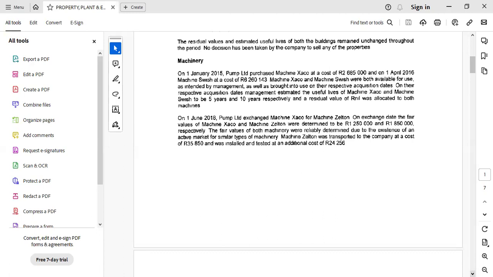Right, on 1 June 2018, Pump Limited exchanged machine Shako for machine Zelton. On exchange date, the fair values of machine Shako and machine Zelton were determined to be 1,250 and 1,850 respectively. So they now exchange. Machine Shako goes and they now buy one machine Zelton. Right. The fair values of both machines were reliably determined due to the existence of an active market for similar types of machinery. Machine Zelton was transported to the company at a cost of 35,850 and was installed and tested at an additional cost of 24,256.